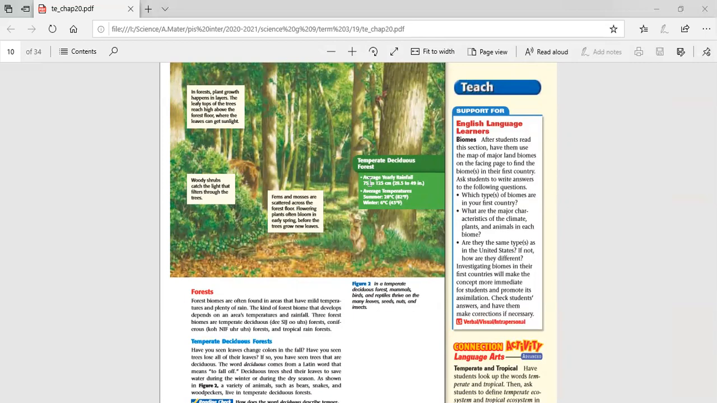But do you think they are the same trees found in the different types of forest? Of course not. Because they are different types of forests, of course they have different types of living organisms that could survive, including different types of trees. So here, let's start with the first kind of forest, the temperate deciduous forest.